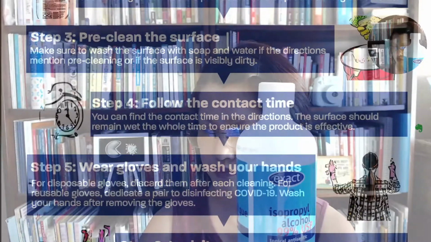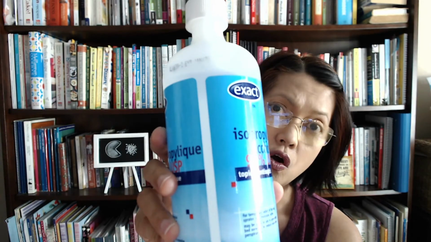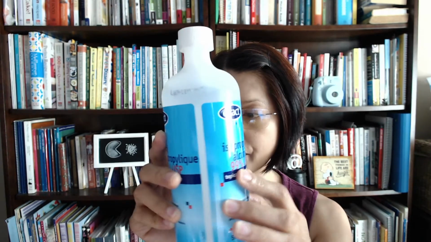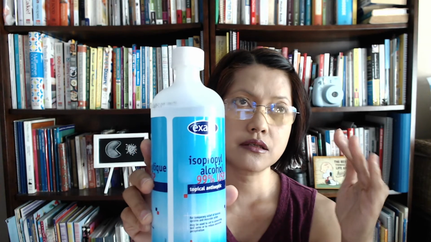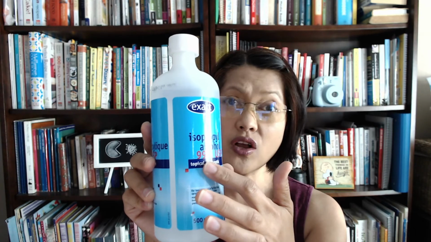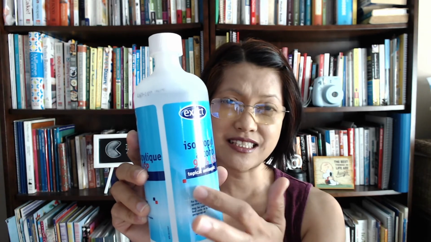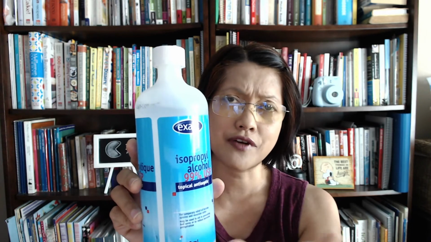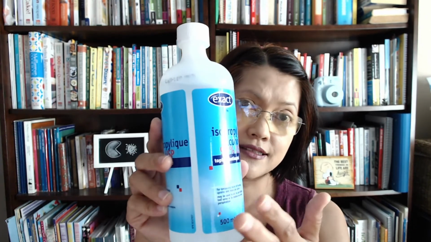Let me just go back to alcohol. Now you will see that with alcohol, there's different percentages, and that actually matters. What they recommend is 60%, 70% alcohol. All I could find when I was at the grocery was this 99% alcohol. And well, I bought it anyway because I couldn't find anything else. But the lower percentage, like 60, 70%, is actually better because it's not going to evaporate as quickly as this 99%.